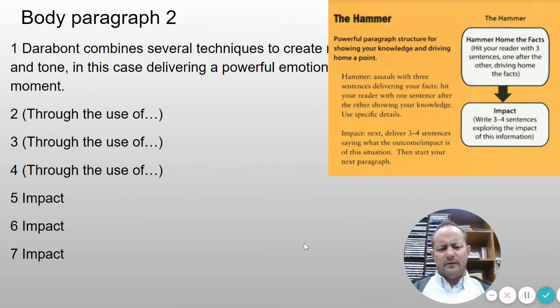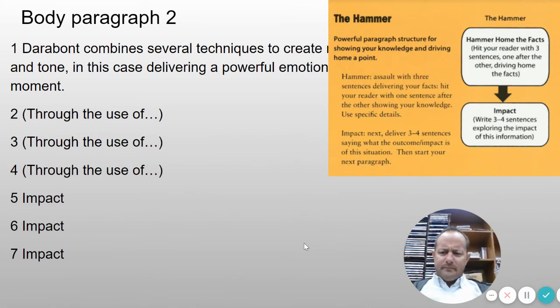Let's have a look at a different paragraph type here, the hammer paragraph. Now, the hammer is a fairly simple type of paragraph where you just rattle off a number of examples and then explain why they matter. I think at the beginning of this, we really need to help target the question. So I've led in there with a bit of a sentence for that. Darabont, the director, combined several techniques to create mood and tone, in this case delivering a powerful emotional moment.